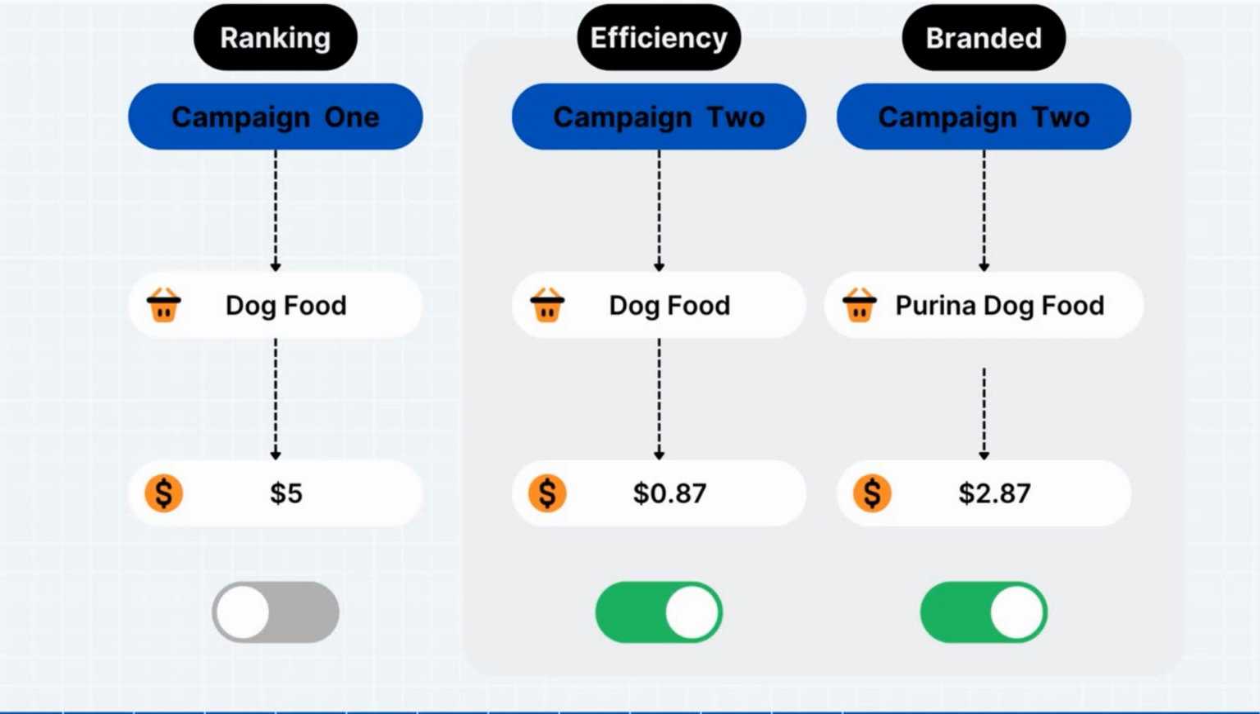And then I threw branded in here because it's always incredibly important to segment out all of your branded campaigns. You do not want to commingle your branded search and your non-branded search, but that's going to be segmented out into a whole separate campaign as well.